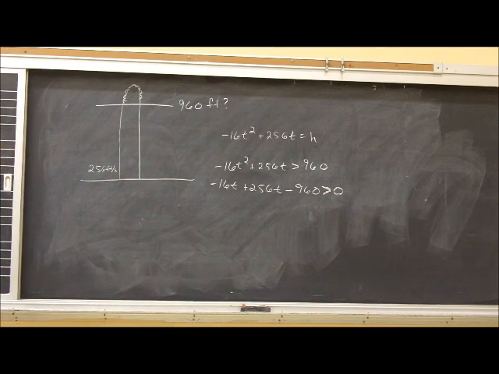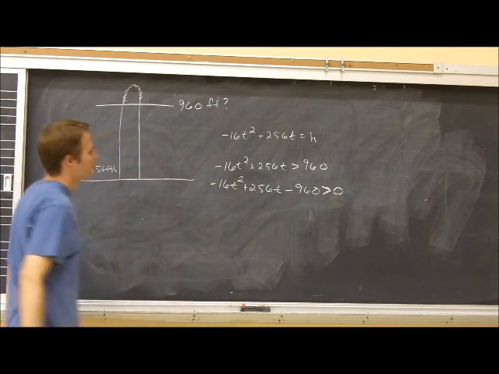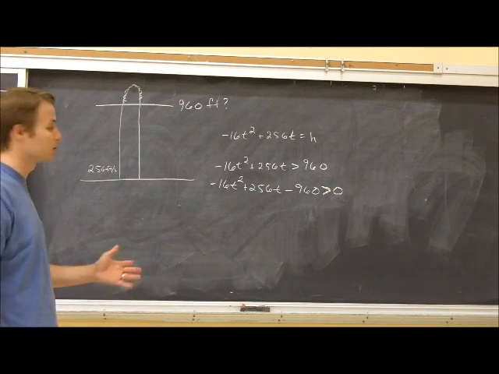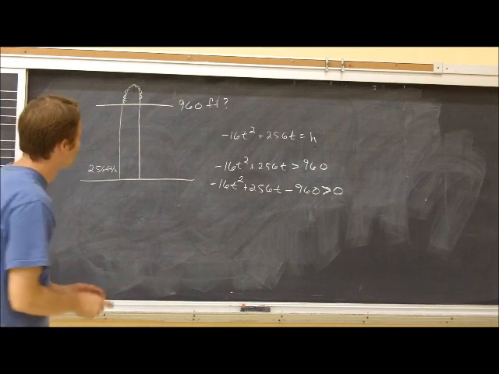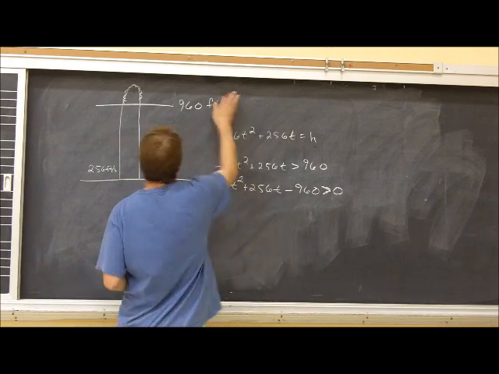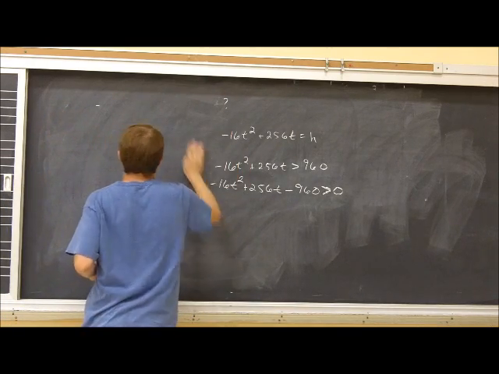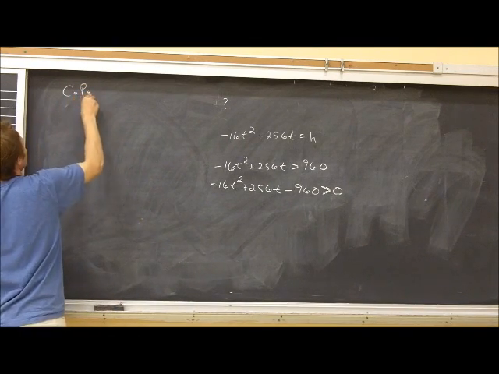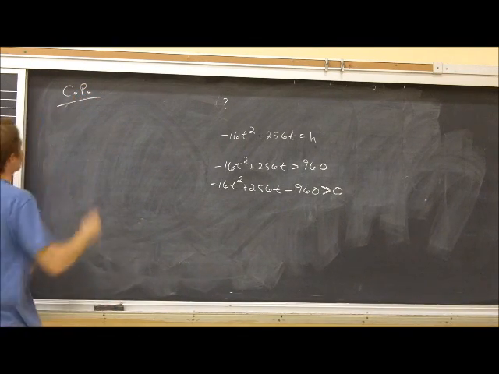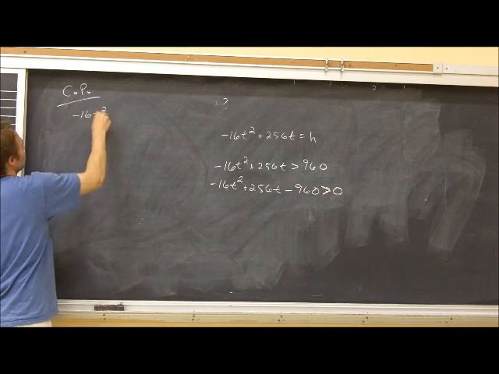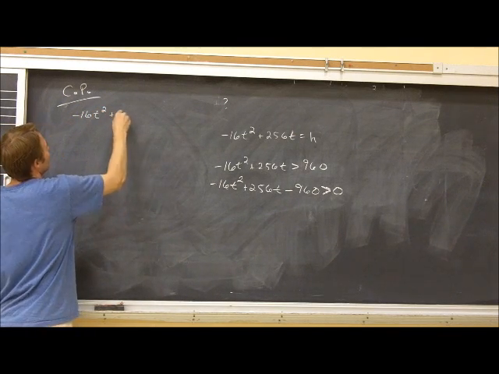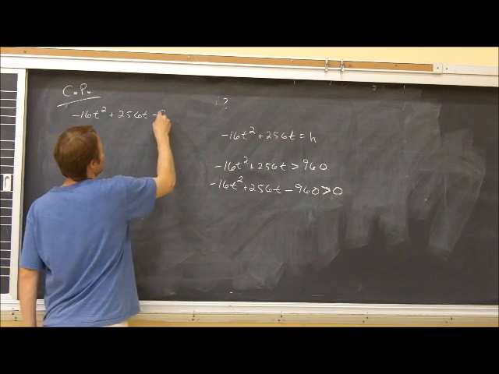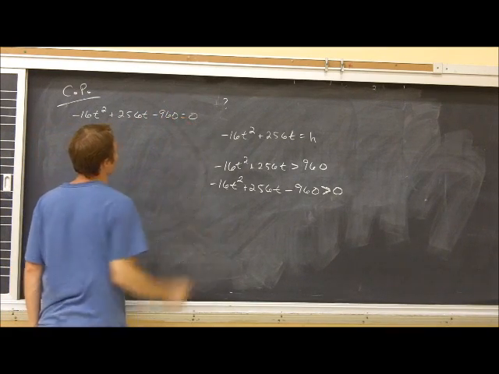Negative 16t squared plus 256 times t minus 960 is greater than 0. So we just need to solve this inequality now. And we know how to do this. Okay, so the first thing I need to do is find the critical points for this inequality by setting this equal to 0. So negative 16t squared plus 256t minus 960 equals 0.